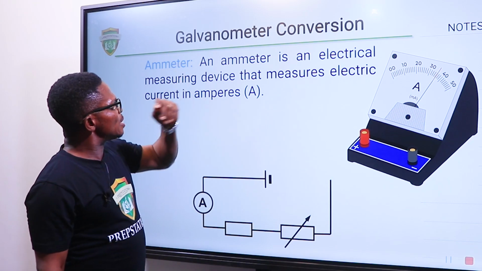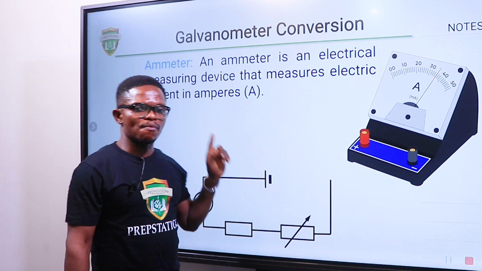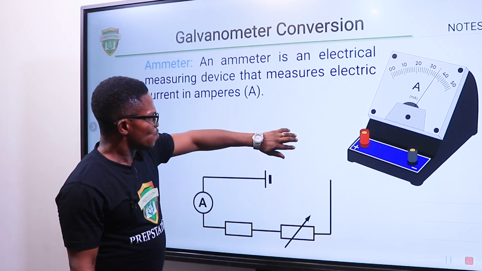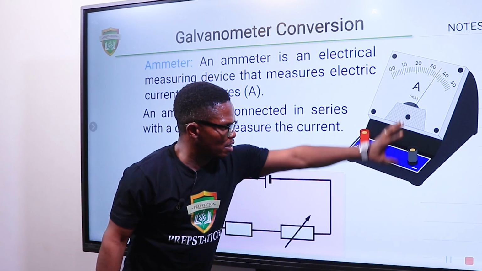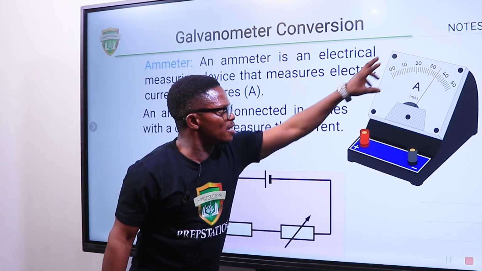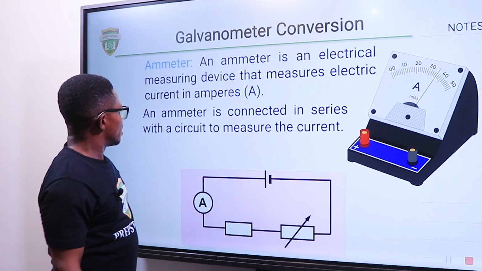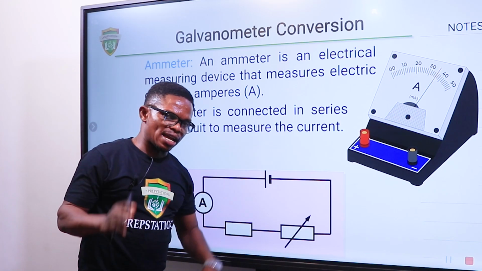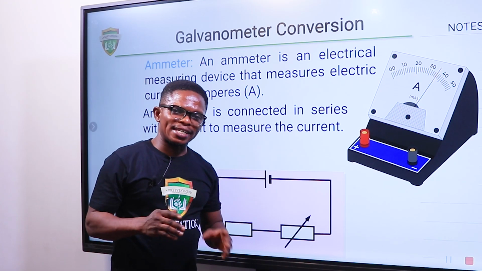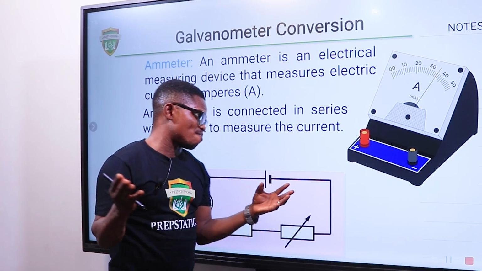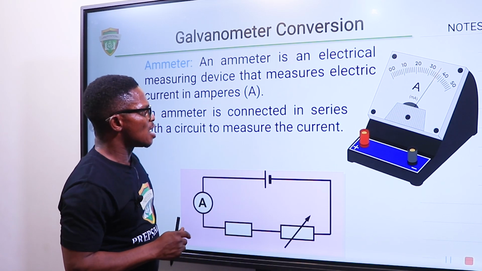Now, an ammeter is an electrical measuring device that measures electric current in ampere. That is the work of an ammeter, okay? And that is the simple structure of how an ammeter looks. If you go to your physics lab, check any device you see with the symbol A. A stands for ammeter. Now, an ammeter is connected in series. Take note of that. In case you want to do your physics practical, don't connect the ammeter in parallel with the components. Connect it in series with the components. That is how to connect an ammeter.